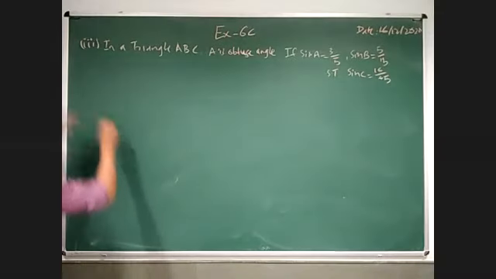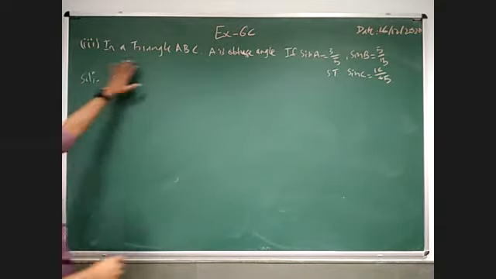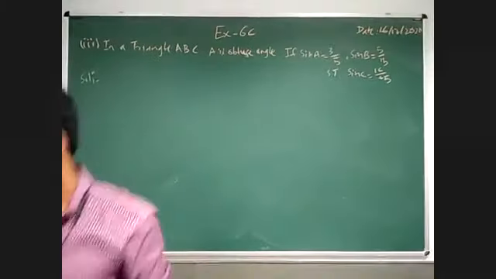So just see here, first of all, in a triangle ABC, A is obtuse angle. A is obtuse angle means A is greater than 90. Okay, obtuse means greater than 90. So that means A plus B plus C is equal to pi.